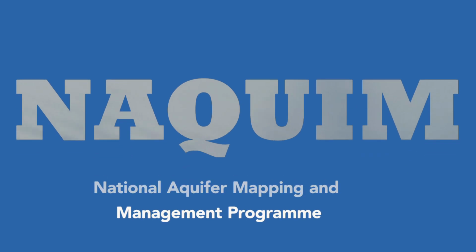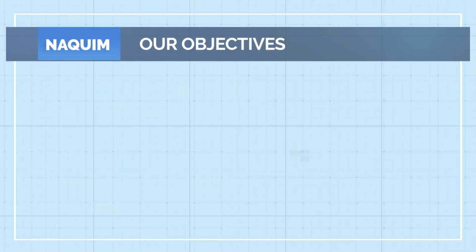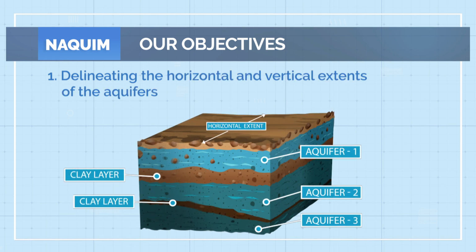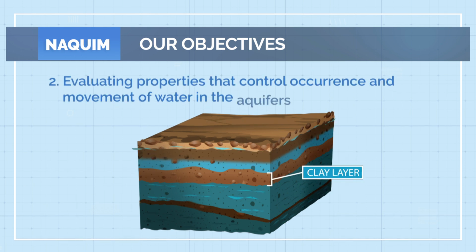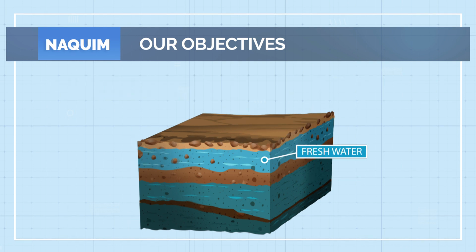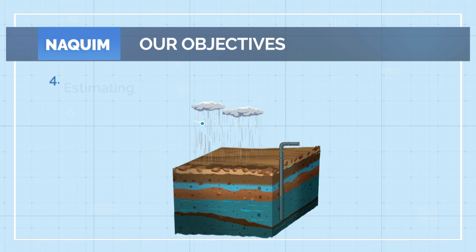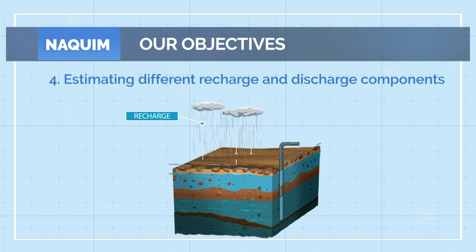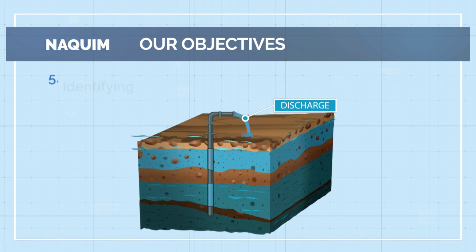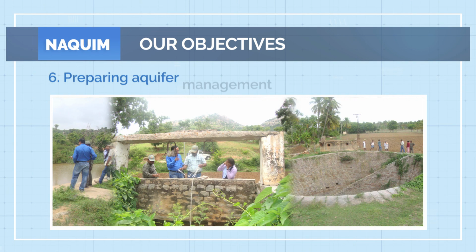In this backdrop, the National Aquifer Mapping and Management Program, also known as NAQUIM, is taken up with 6 major objectives: delineating the horizontal and vertical extents of the aquifers, evaluating properties that control occurrence and movement of water in the aquifers, assessing chemical quality of water and its suitability for use, estimating different recharge and discharge components, identifying and quantifying the issues, preparing aquifer management plans.